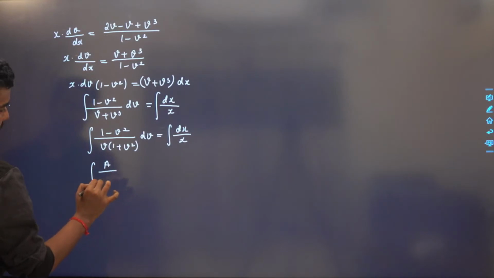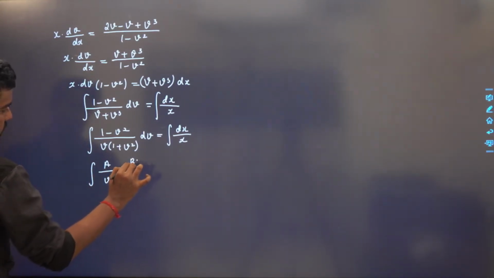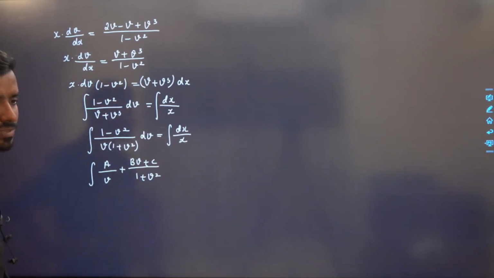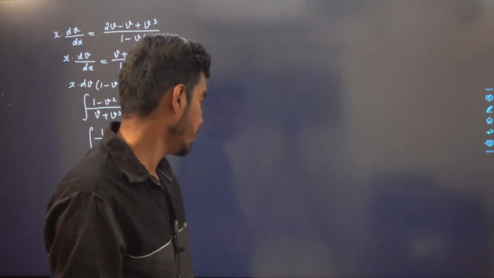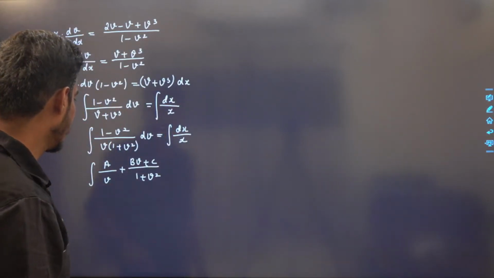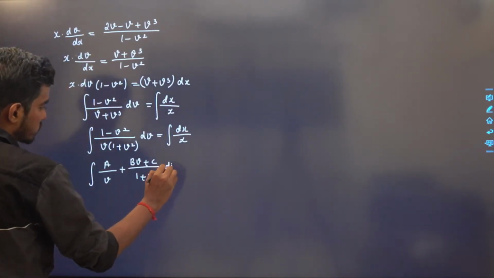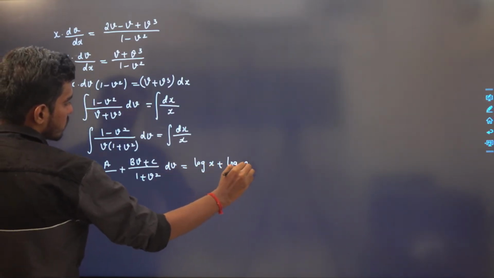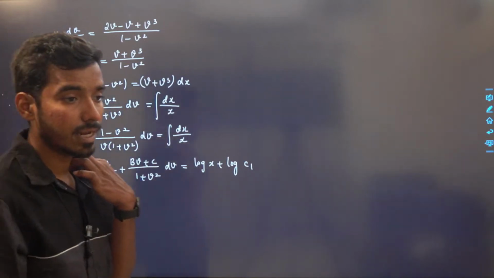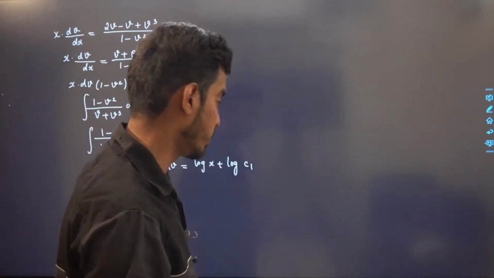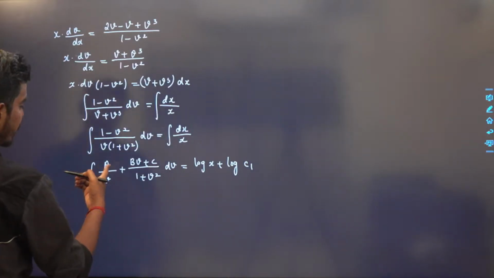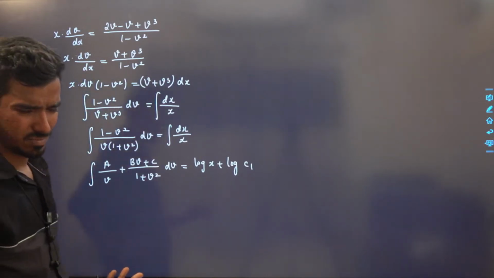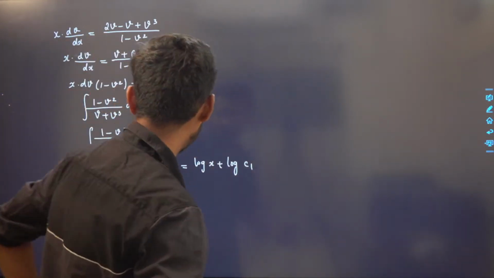So this can be written as A by v plus Bv plus C divided by 1 plus v square, right? This comes under case 3 of partial fraction where this has no real roots, right? dv, and this is log x plus a constant log c1, right? Now you just have to find the value of A, B, C. You know how to do partial fraction. That's it, very simple.